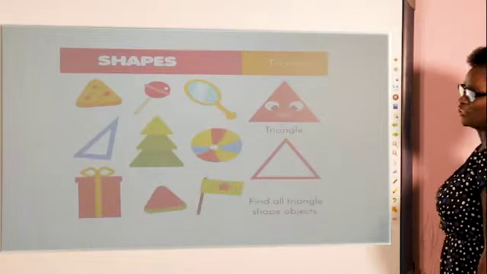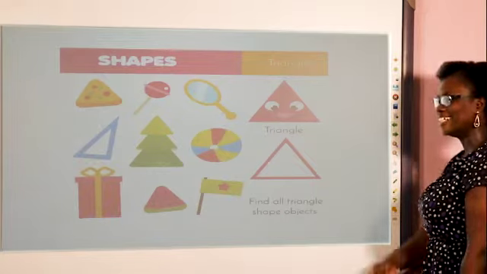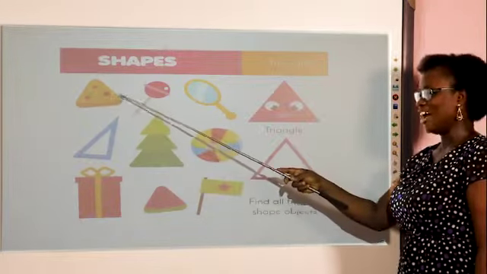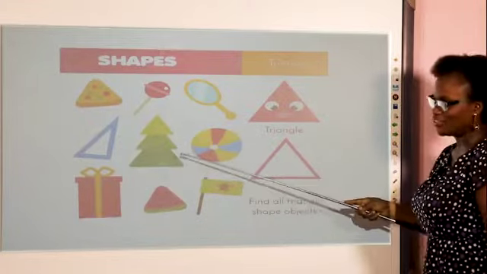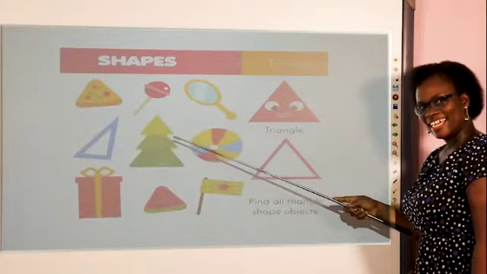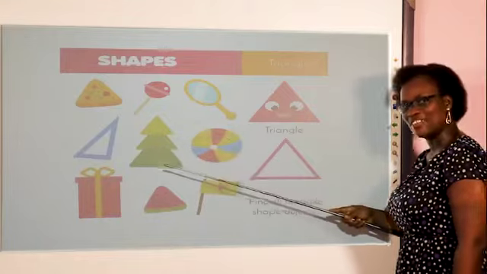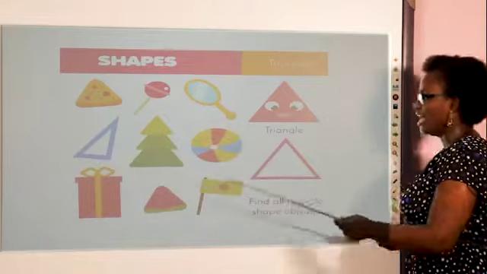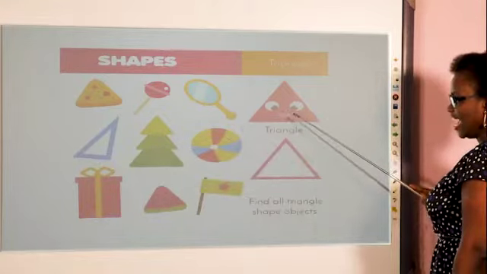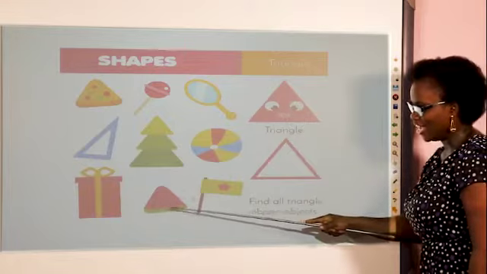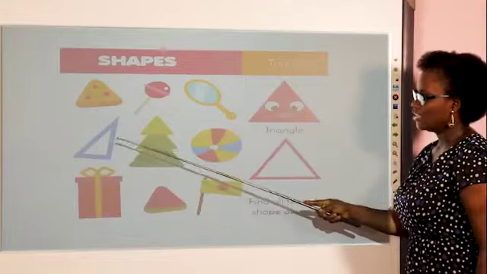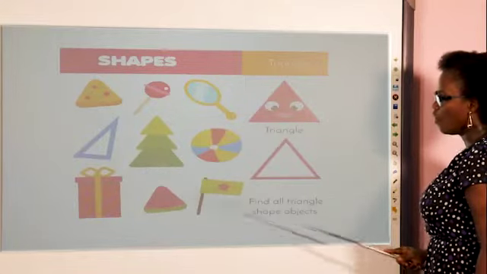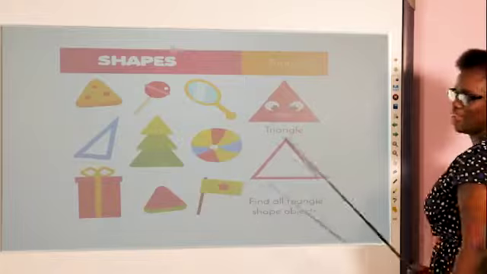Now let's move on to triangle. What shape is this? Triangle. And this? Triangle. Now look at this Christmas tree. We have 3 triangles on top of each other. Beautiful. And what shape is this? Triangle. The last one, triangle. So how many triangles do we have there? 1, 2, 3, 4, 5, and 6.